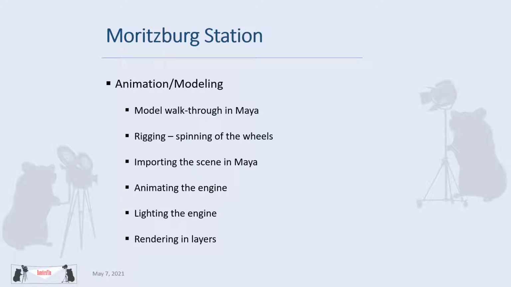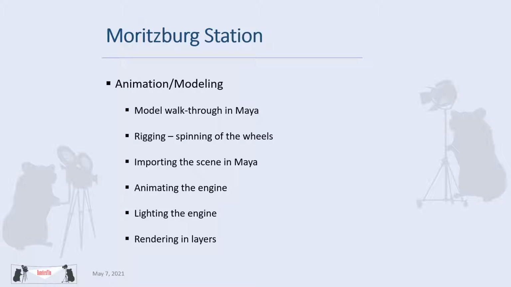Rigging, which is basically the spinning of the wheels and the piston that pushes in and out. We'll look at that. We'll import the scene from Synthise. We'll look at how the engine was animated on the tracks, which is basically just as I said in the last video, pushing from one side to the other for the most part.